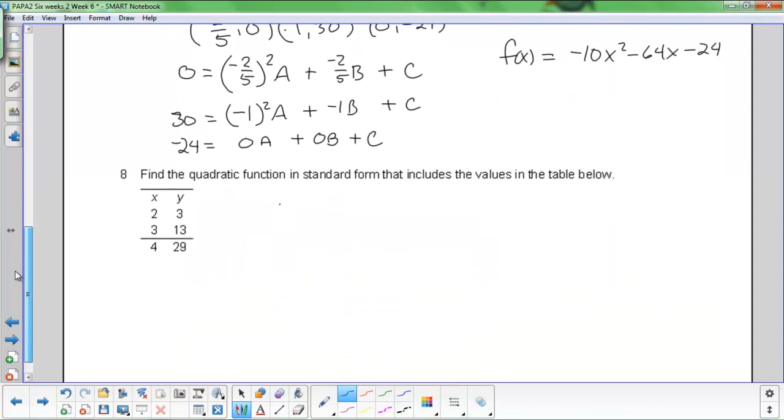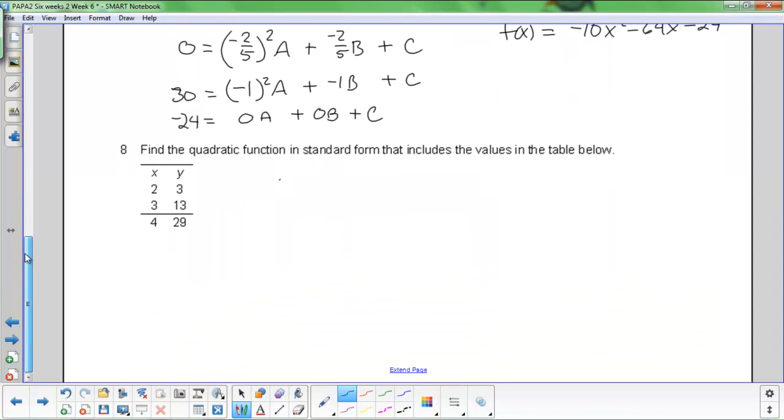The second way we're going to solve these problems is by using regression. Now we've already learned about linear regression. What we're going to focus on is quadratic regression. The thing to remember about quadratic regression is that you need at least 3 points. This is 3 points, so we'll be okay. Linear regression requires only 2 points. Quadratic regression requires 3.